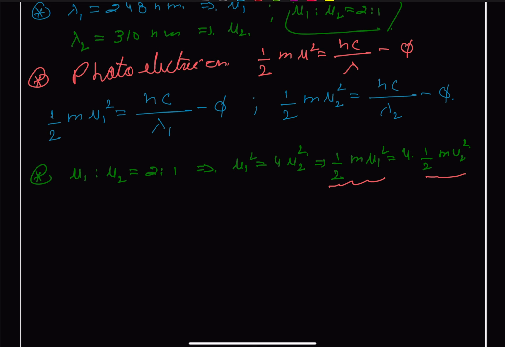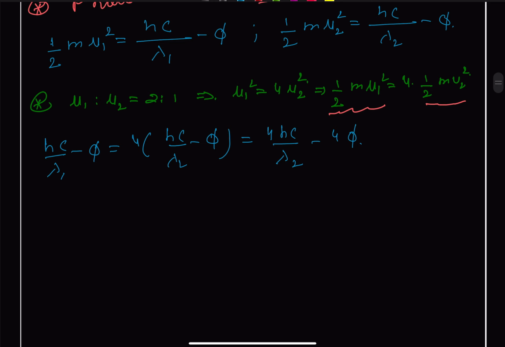So we substitute them. We get Hc upon lambda 1 minus phi is equal to 4 times Hc upon lambda 2 minus phi. We just open the bracket. We can write this as 4 times Hc upon lambda 2 minus 4 times phi.